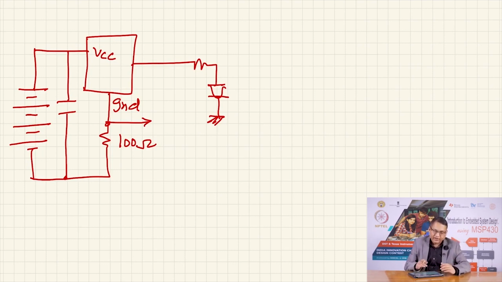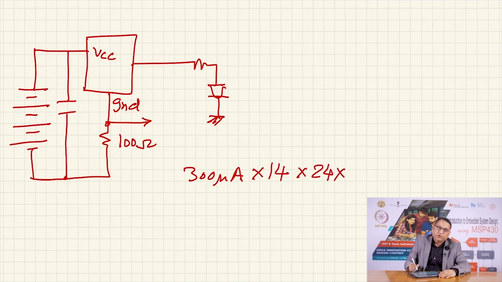The average current, when the LED was on, it would consume about 500 microamperes of current. When the LED was not on, it would be less, but the average current was roughly 300 microamperes. So, 300 microamperes into 14 days into 24 hours into 60 minutes will give you roughly 100 mAh battery capacity. So, this is the kind of performance you can expect out of a simple battery that you can create on your own.